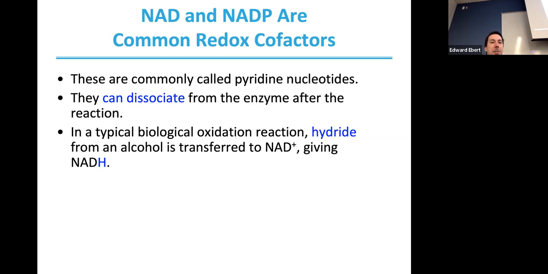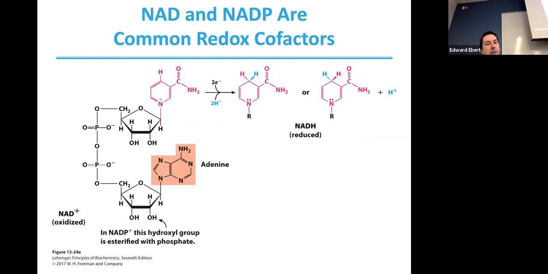So I talked about ATP. We also have NAD and NADP, which are very important redox cofactors as well. These are our pyridine nucleotides. They can dissociate from the enzyme, so they are often cofactors on enzymes and will dissociate and can be replaced. So we can often transfer a hydride. NAD plus, if you add that H minus to it, becomes NADH, right? And of course, this is reversible. Same thing with NADP plus to NADPH.